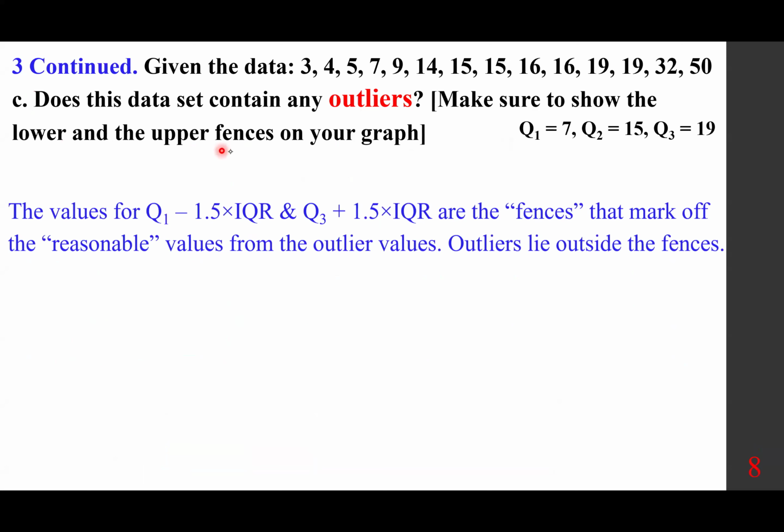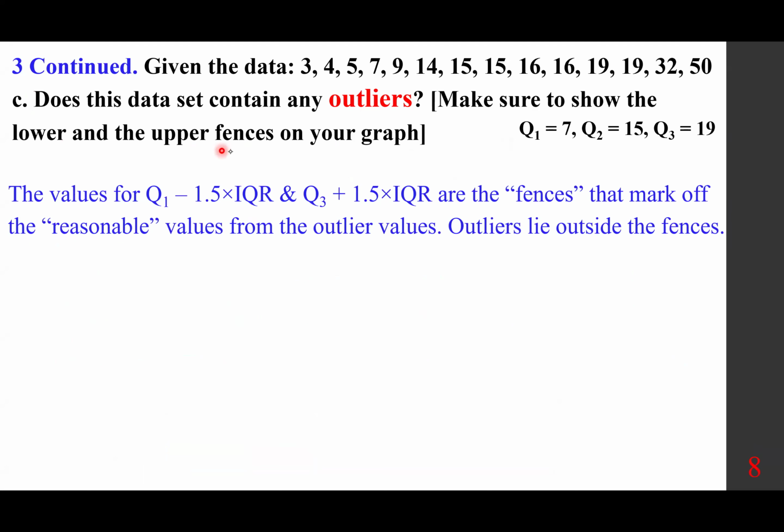Here's the definition. First of all, an outlier means something that is out there, it's way out. But in statistics and in math, we want to be solid, so we make up an equation. The value for Q sub 1 minus 1.5 times IQR and Q sub 3 plus 1.5 times IQR are the fences that mark off the reasonable values from the outlier values. Outliers lie outside the fences.